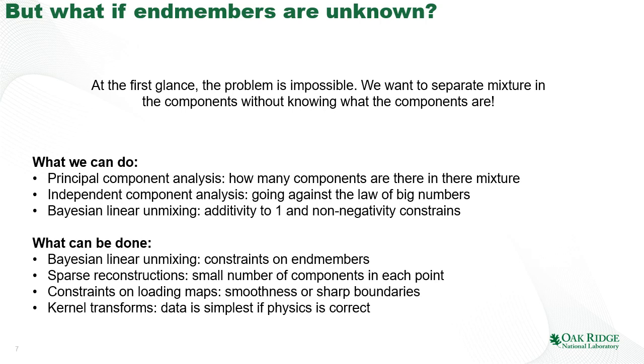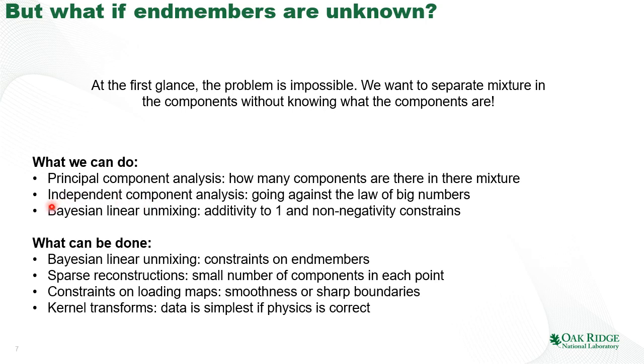There are techniques ranging from principal component analysis, which allows us to estimate how many components there are in the mixture. We will need to use our judgment as domain scientists to check this analysis, but PCA can suggest it. We have techniques such as independent component analysis, which in some sense is magic. It goes against the law of big numbers. We know that if we mix a large number of components with certain statistical characteristics, we are going to get the Gaussian distribution. So ICA actually goes against the Gaussianity.